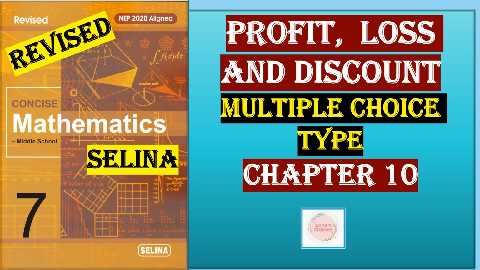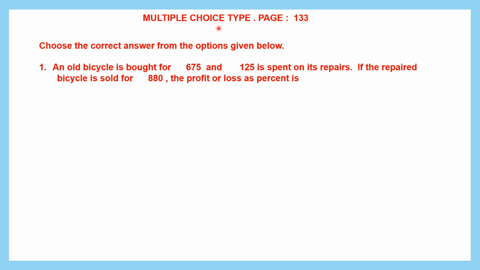Let's do profit, loss and discount, the multiple choice type questions from chapter 10. The multiple choice type of questions, page number 133. Choose the correct answer from the options given below.